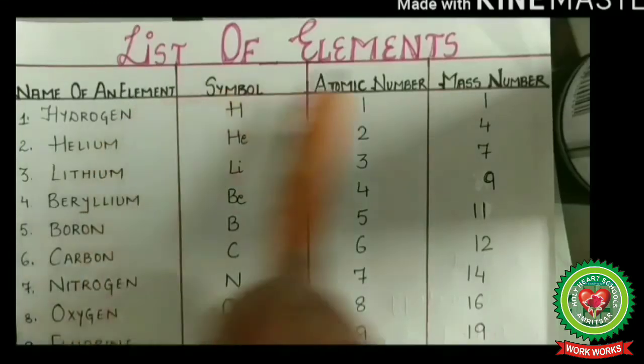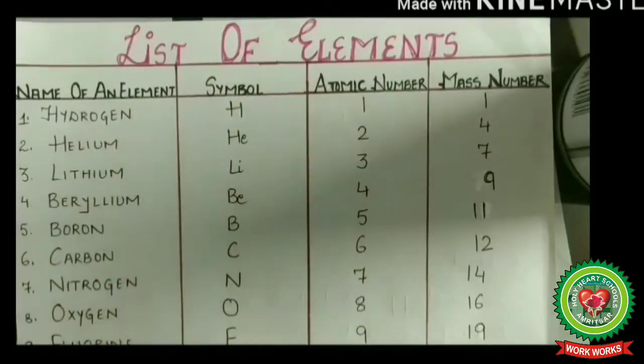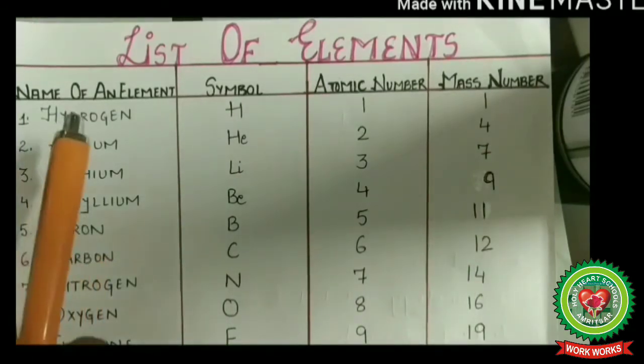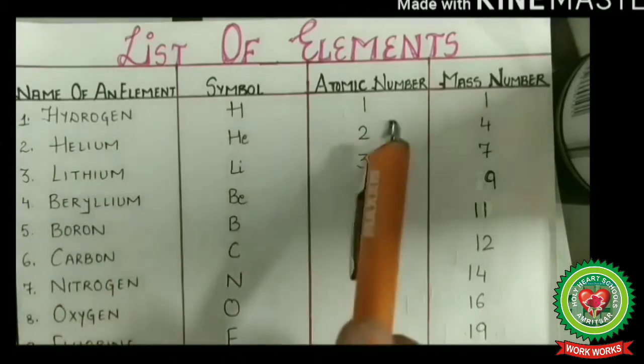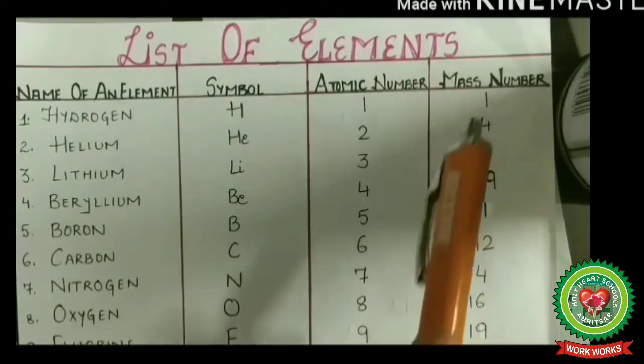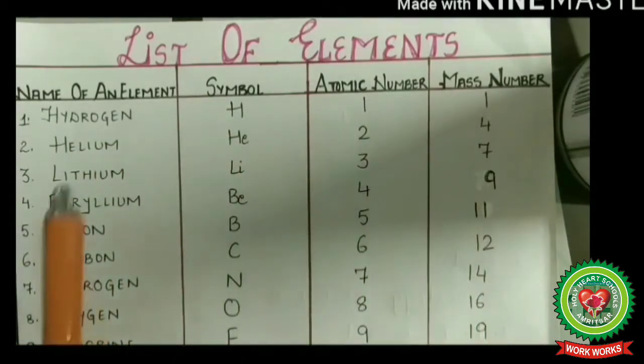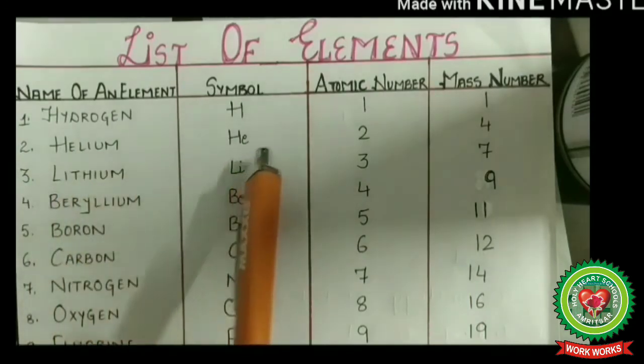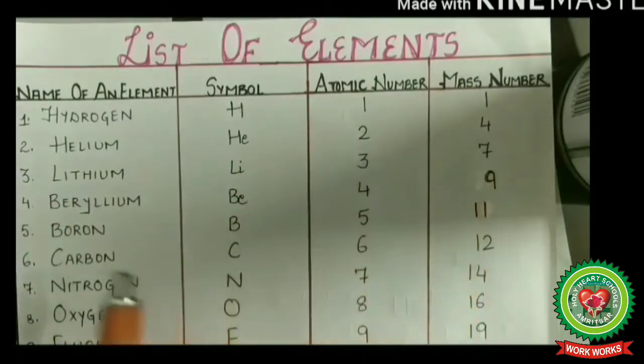Now let's see this chart. This is the name of an element. Symbol. Symbol is defined as the short form of an element, atomic number and mass number. List of elements. First is hydrogen, symbol H, atomic number 1, mass number 1. Hydrogen has an exception to mass number. Next is helium, symbol He, atomic number 2, mass number 4.